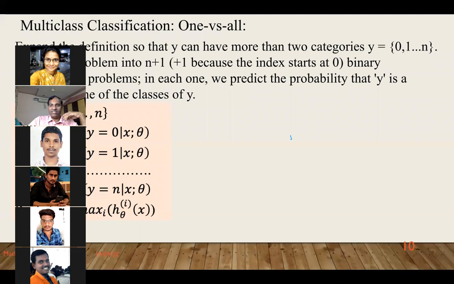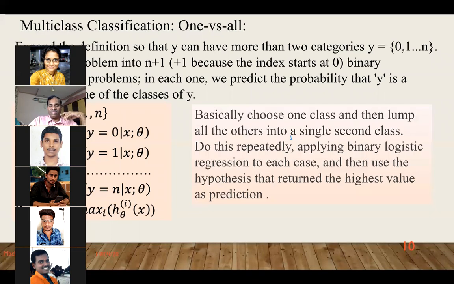So basically, choose one class and then lump all others into a single second class. Do this repeatedly, applying binary logistic regression to each case, and then use the hypothesis that returns the highest value as the prediction.